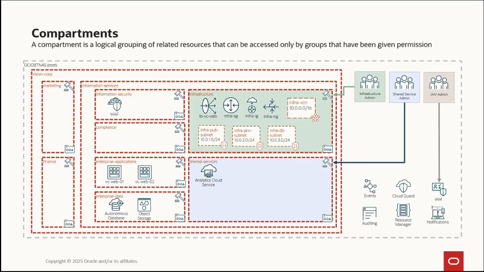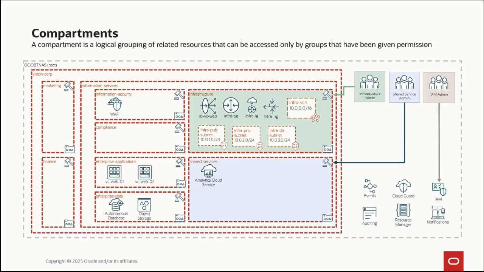On this slide, you see here the root compartment. The root compartment is created when your tenancy is provisioned. So you can think of the root compartment like a folder in the file system. Now here you can see there are different groups. The infrastructure admin group has been given access to the infrastructure compartment. Then the shared admin group has been given access to a compartment called shared services. And in case you have overarching user groups like the identity and access management admin group here, you want to give them access to the different levels of the compartment structure, right?